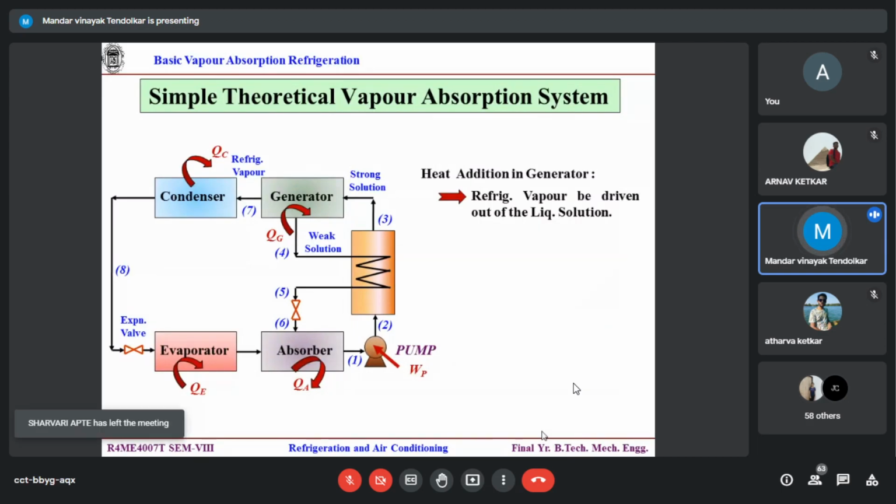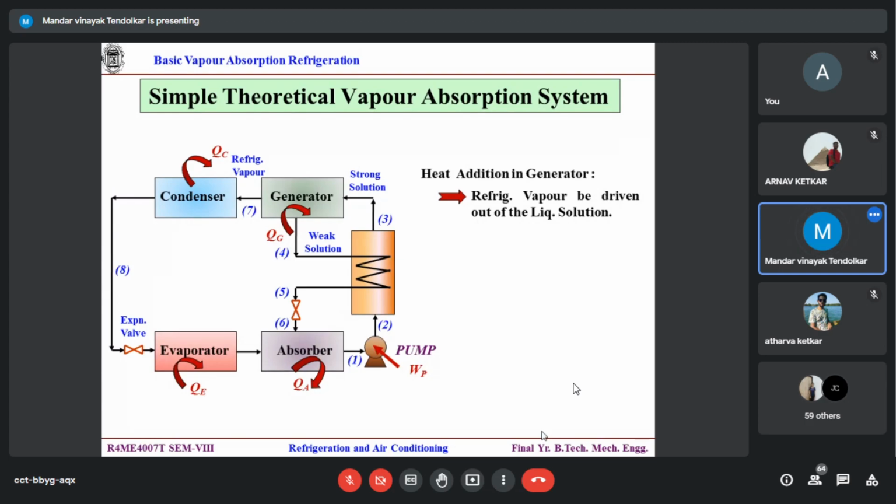Now I reach the generator pressure, which is at the high value. In short, basically condenser pressure. Generator pressure means condenser pressure. Correct? Then the heat addition. Why? Because now I want separation, deflagmation. Refrigerant vapor will be driven out of the liquid solution when you add the heat, deflagmator, liquid vapor separation.